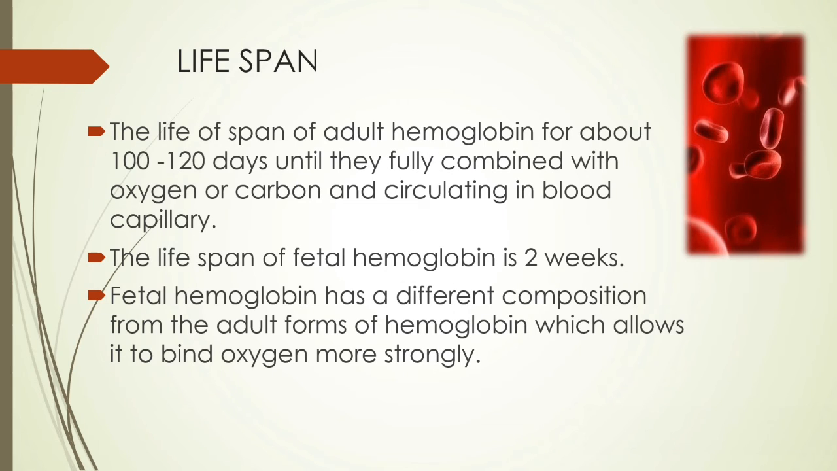Next is lifespan. The lifespan of adult hemoglobin is about 100 to 120 days until they fully combine with oxygen or carbon dioxide and circulate in the blood capillary. Meanwhile, the lifespan of fetal hemoglobin is only 2 weeks. It is because fetal hemoglobin has a different composition from the adult form of hemoglobin, which allows it to bind oxygen more strongly. That's all from me.